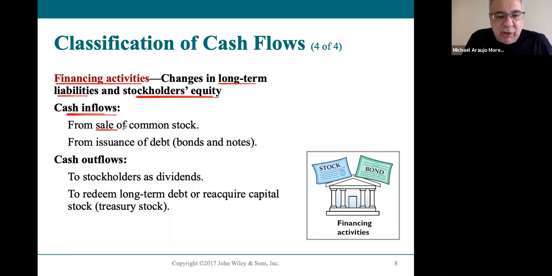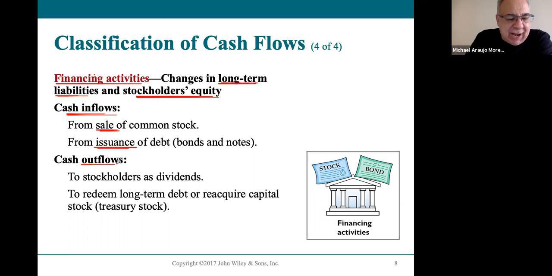So every time they sell shares of common stock, cash is flowing in from the investors. That's an inflow. Every time they issue debt, bonds or other things, that's cash flowing in because they're getting money from issuing the bonds. So that would be a cash flow from financing activity because it affects bonds payable, a long-term liability, and common stock is a stockholders' equity account.